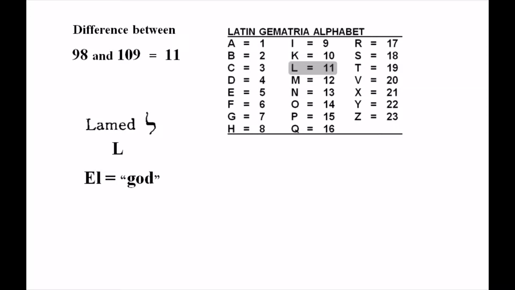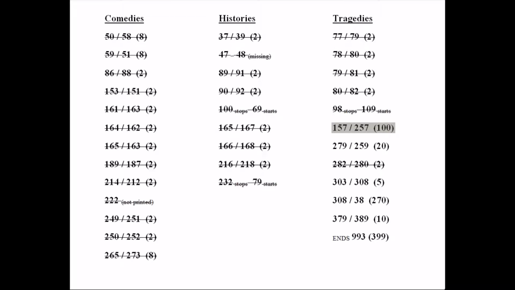The difference between 98 and 109 is 11. With Gematria, 11 is L. Again, in Hebrew, L means God. Then page 157 jumps to page 257, a difference of 100.